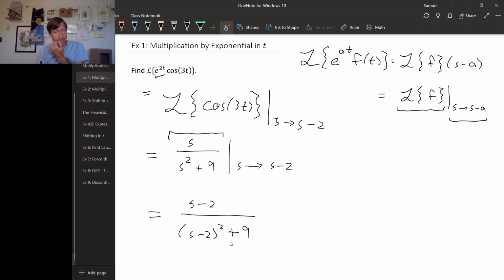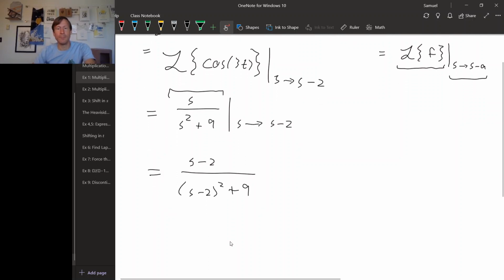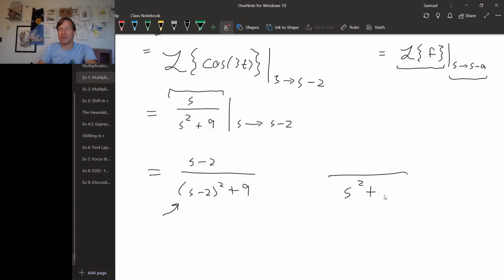And we're done. So one interesting feature of this shift is it gave us an irreducible quadratic in the denominator that we couldn't have recognized as a transform before. Before now, the only denominator in a Laplace transform that we saw was something like s squared plus some constant squared.